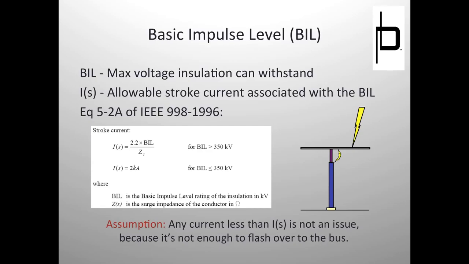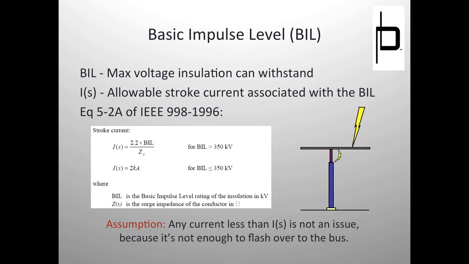In substations, this is probably the most popular answer to that question. We want to choose a stroke current that's associated with our insulation. Why is that? Our insulation has a BIL. For example, you have a 230 kV bus, and according to our charts here, a 230 kV bus has to have an insulation level of 900 kV. That's pretty standard. So what does 900 kV mean?